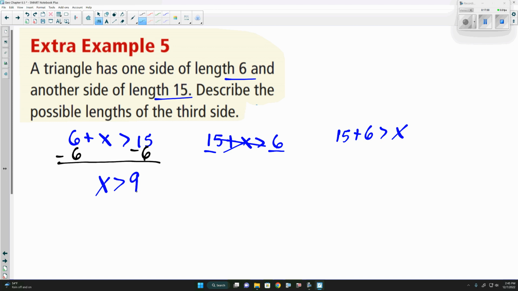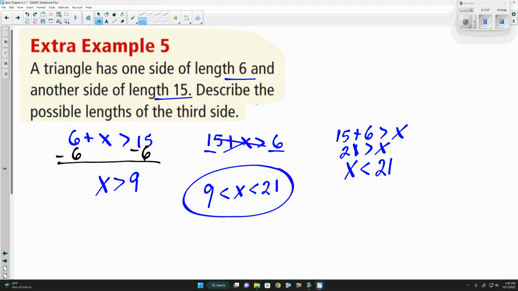For this other one here, we're saying x is less than 21. I just flipped it. Because this is also the same as saying 21 is greater than x. So 9 is less than x is less than 21.